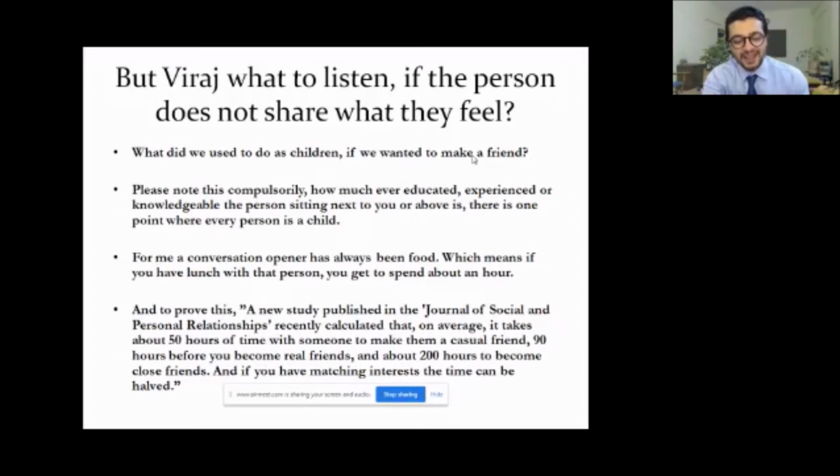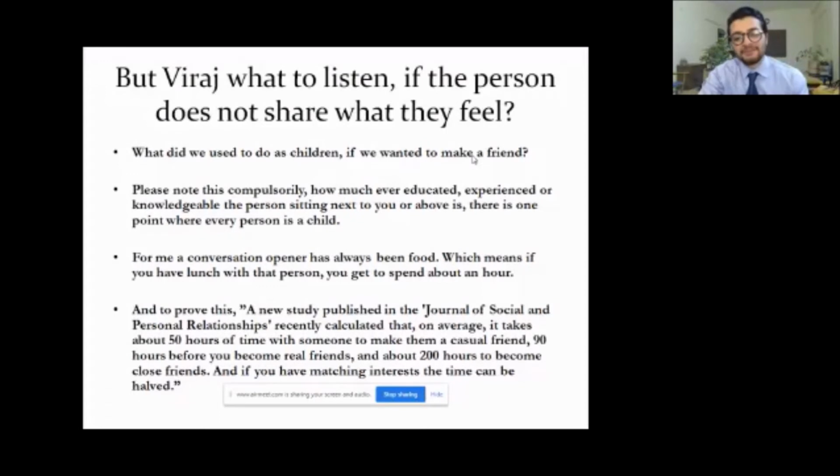And to prove this, a new study published in the Journal of Science and Personal Relations recently calculated that, on average, it takes about 50 hours with someone to make them a casual friend, 90 hours before someone becomes your real friend, and about 200 hours to become your close friend. What this suggests is, once that person is your real friend, they'll start sharing their doubts in relation to the company, and they'll start sharing their problems with you. That is exactly what a leader needs: problems. Because until you are able to solve something, you can't gain trust from the people you want to lead, or you want these people to follow. That's the most basic thing, right?